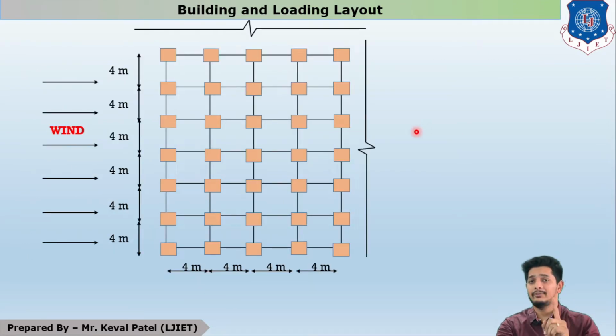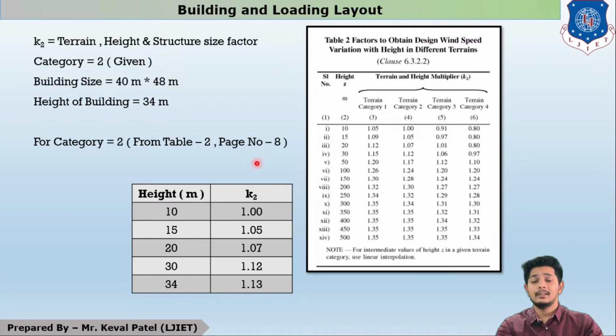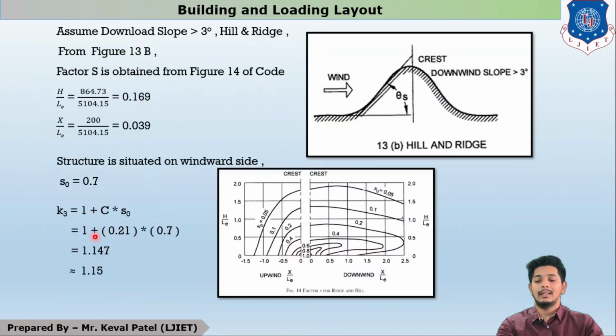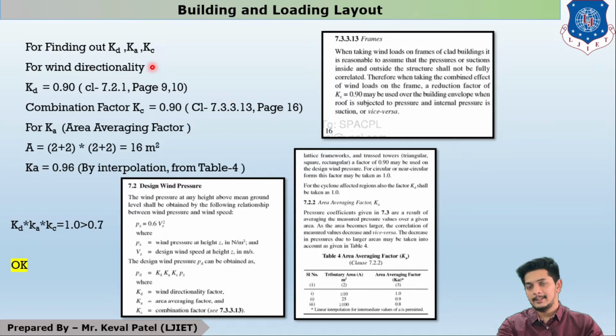So in this problem we understood the plan first. In that plan we see 4 meter bay width in both directions, perpendicular to the wind and parallel to the wind. Moving forward, we calculated step 1 and step 2, Vz and Pz. For Vz, we found Vb from the table. We found K1, K2, K3 and K4 according to the previous video. The value of K1 was 1.01, Vb was 50 meter per second for Chennai, K2 was tabulated in this form, K3 was found as 1.15, K4 was 1. After that, we found KD, KA and KC. KD was 0.90, KC was 0.90 and KA was interpolated and found as 0.96.